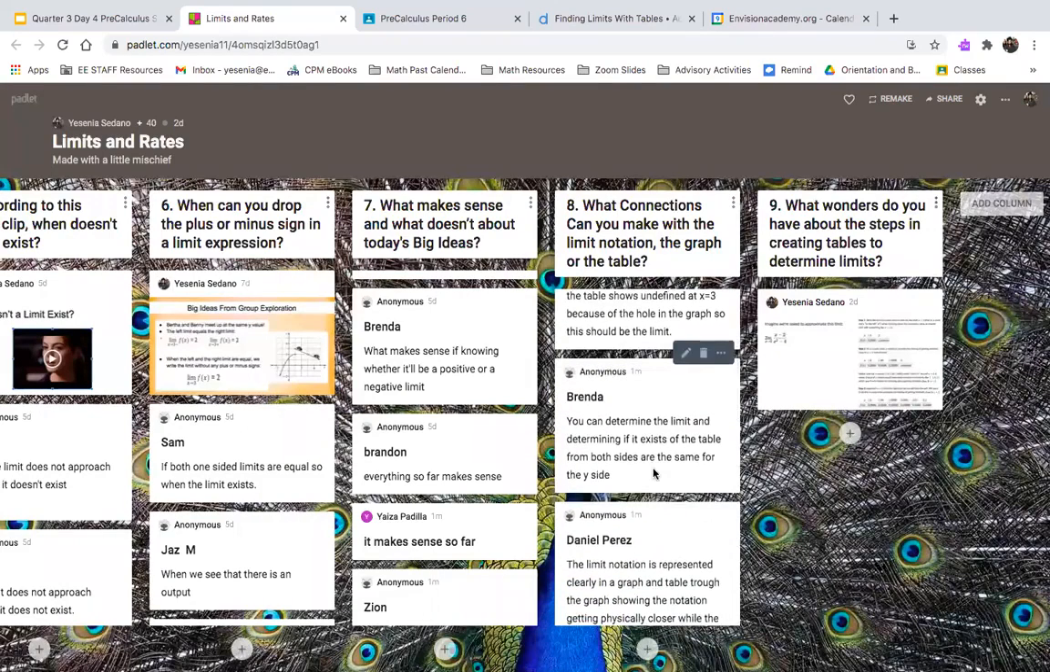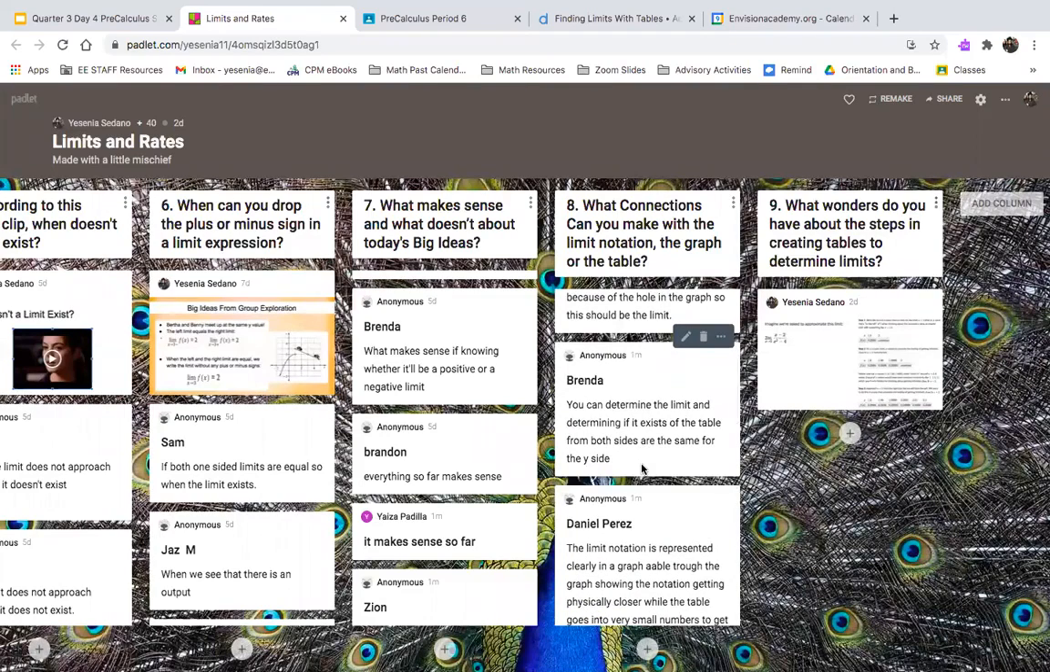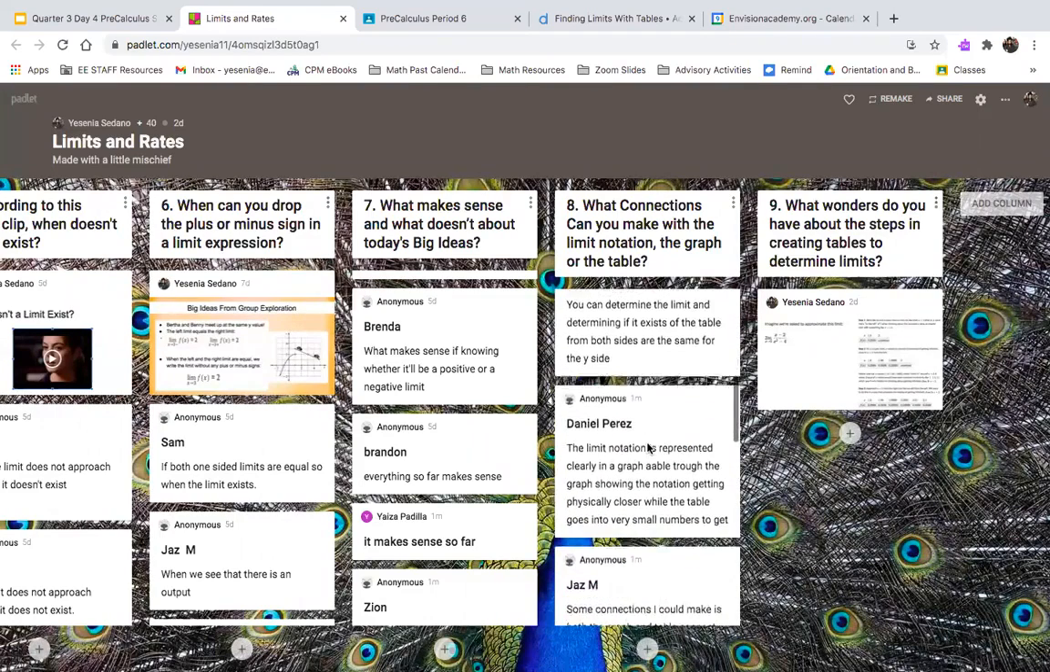You could determine the limit and determine if it exists if the table from both sides are the same for the y side. That is deep. Yeah, we might get into that actually in our next class meeting. Yay, we're already kind of thinking ahead there. Awesome.